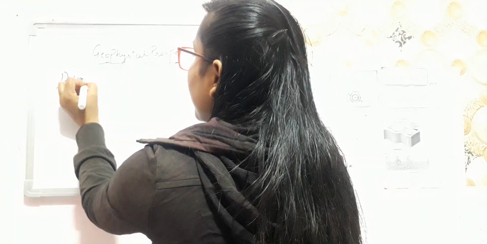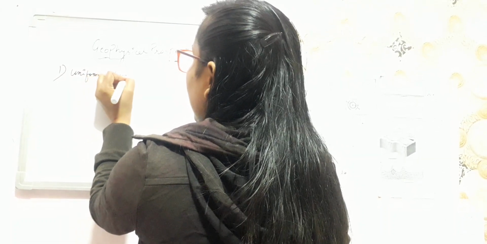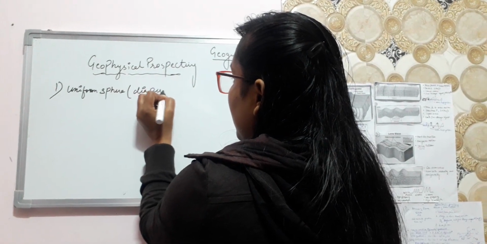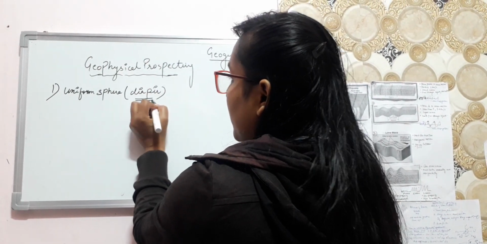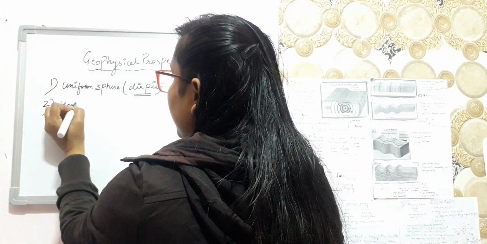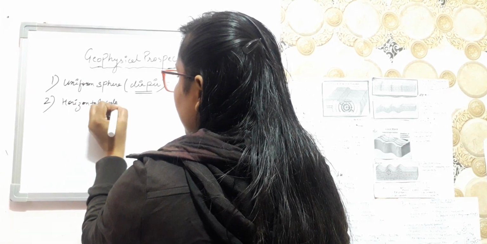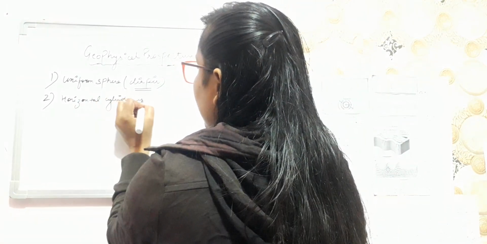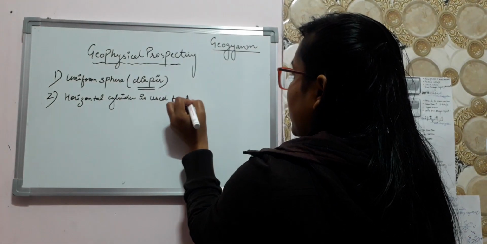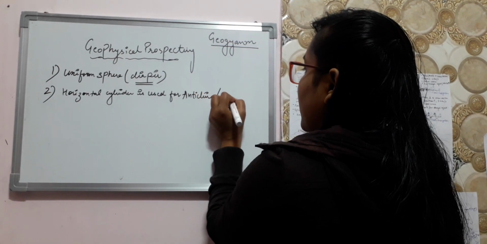The uniform sphere is used for a diapir beneath the ground if it is present, and the horizontal cylinder is used for the anticline as well as the syncline.